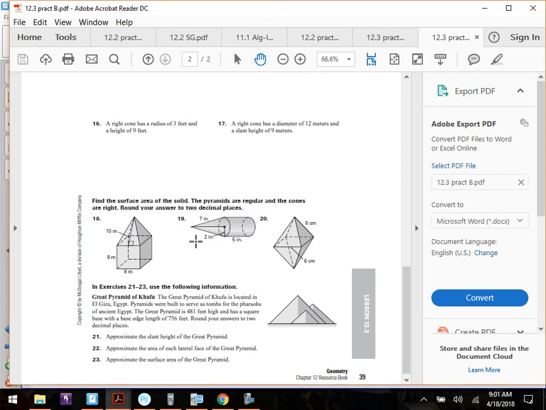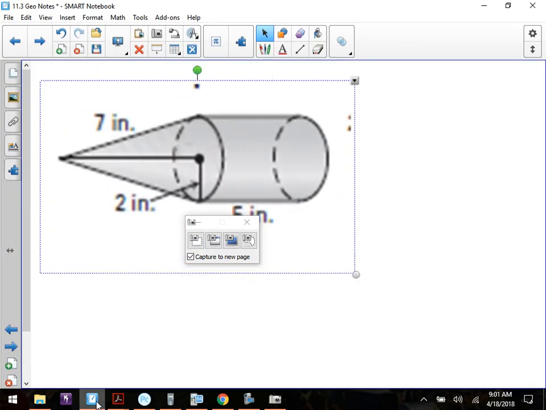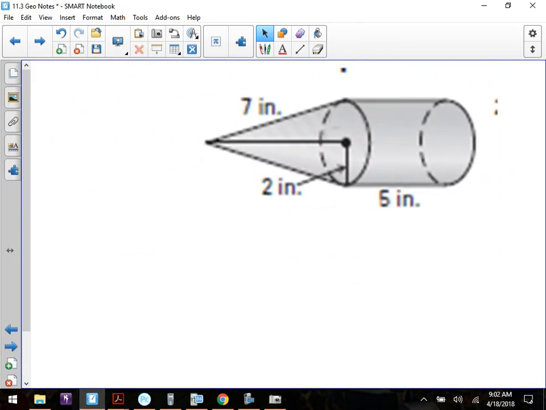I look at this. Sorry, I didn't mean for that to be that loud. If I look at this, that's all that is. It's a cylinder and a cone, isn't it? It's a cylinder and a cone.